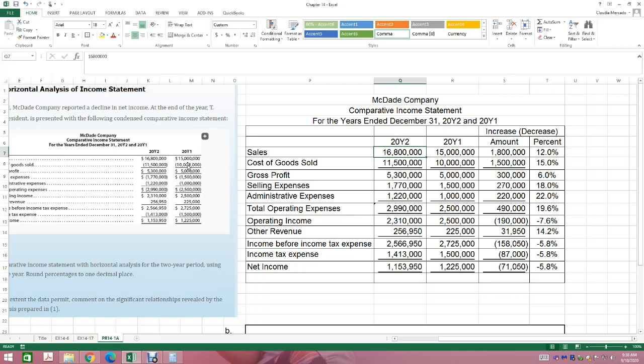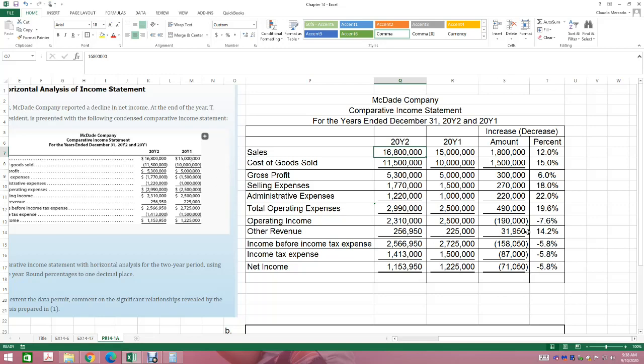Like here, 10 versus 11,000,005. It increased by 1.5 million. Positive. So if it increased, it has to be a positive number, not a negative number, how they have it here. So just keep that in mind when you're doing your analysis.